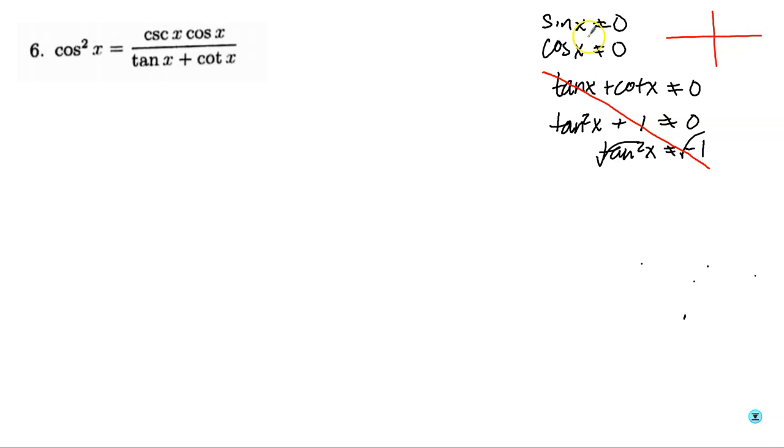I still have these guys. Cos being 0 is here. Sine being 0 is here. So these are all the pi over 2's. So x is anything real. Make sure you start with that.